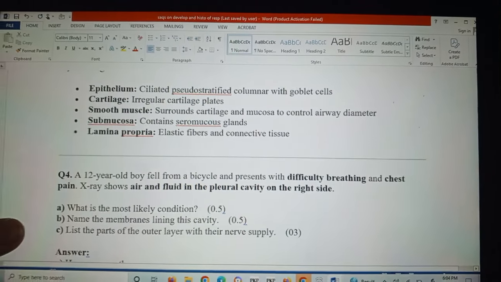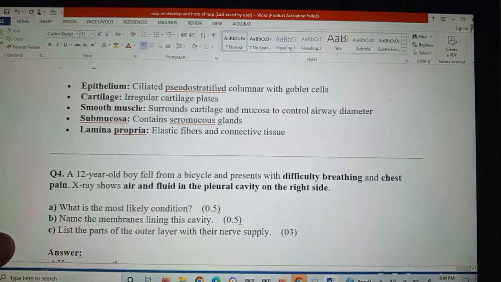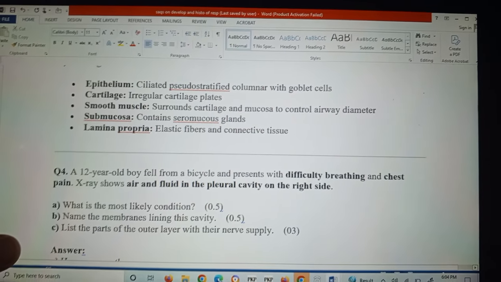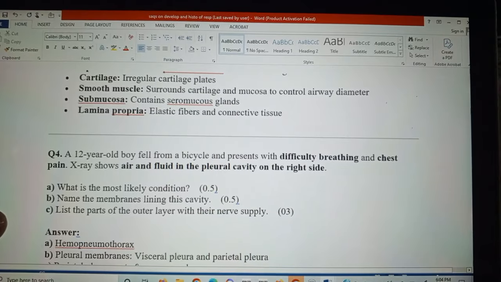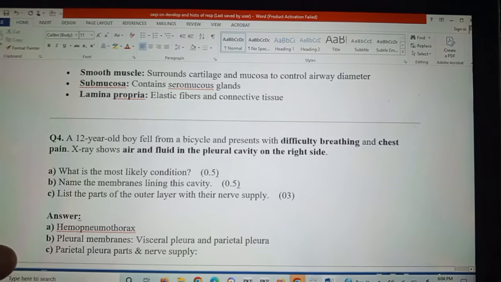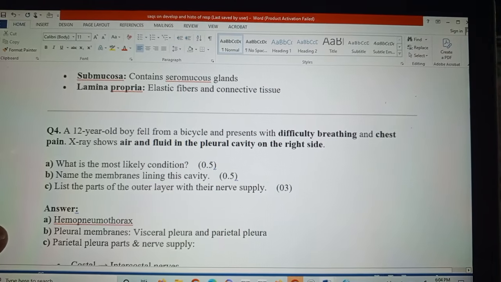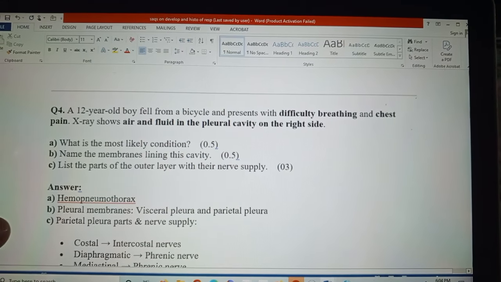Histological features include: epithelium will be ciliated pseudostratified columnar epithelium with the goblet cells. Cartilage will be irregular with cartilage plates. Smooth muscles surround the cartilage and mucosa to control airway diameter. Submucosa contains seromucous glands. Lamina propria with elastic fibers and connective tissue.